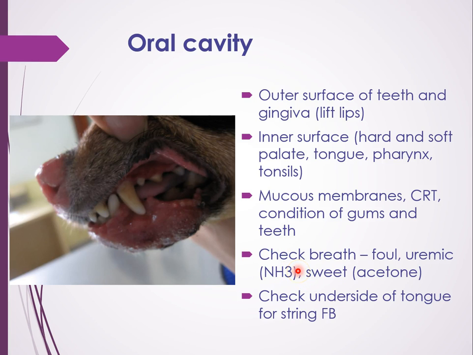You have to use all your senses, especially your nose, to smell whether there is any foul smell or sweet smell. And when it comes to cats, check the underside of the tongue for a string foreign body. This is especially for cats, because usually when they play with strings, the string will be tied up at the base of the tongue. So you really have to open up their mouth and check if one of the complaints leads you to think, hey, you know what, we're dealing with a foreign body.